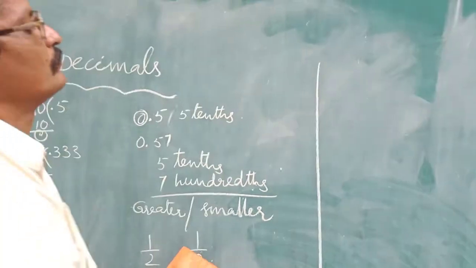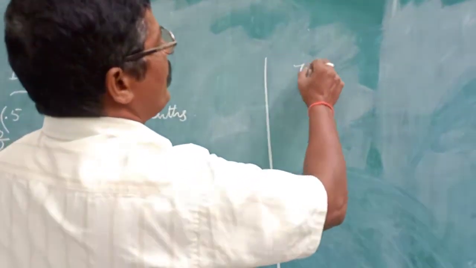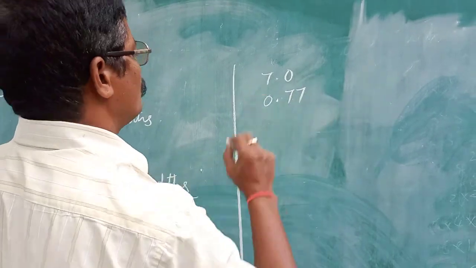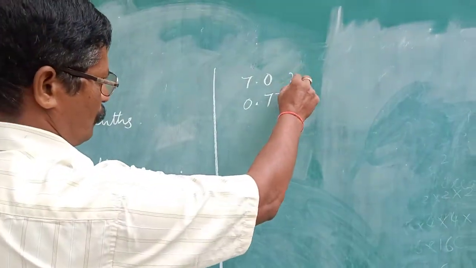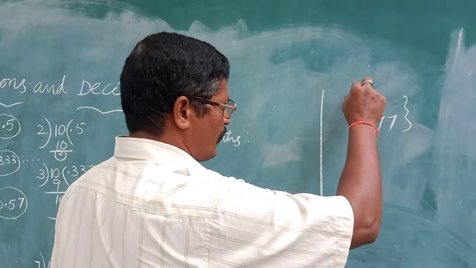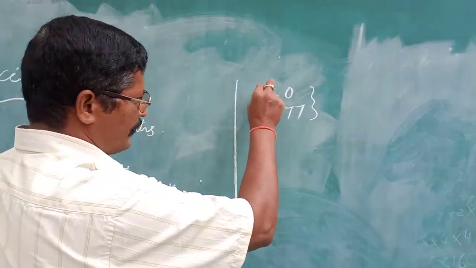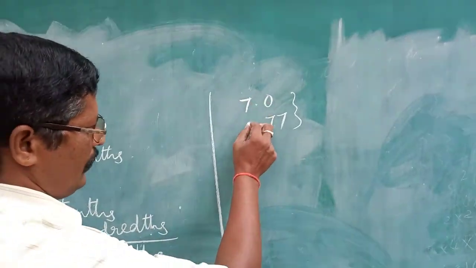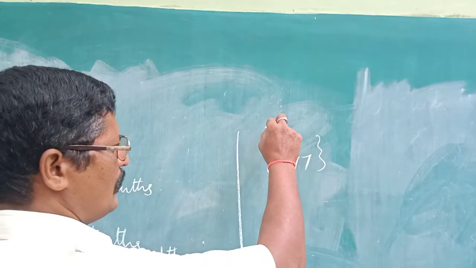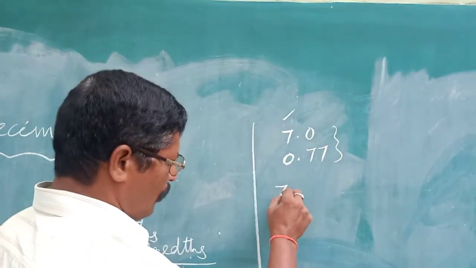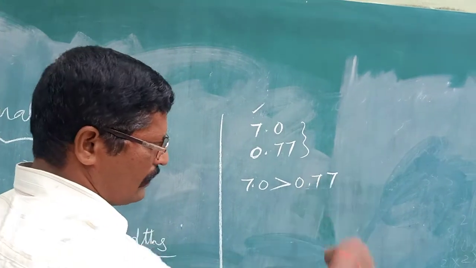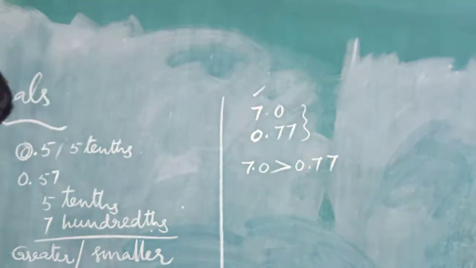One more example. Next one. 7.0 and 0.777. In these two, which is greater? Compare first of all the integral part. Here the integral part is 7. Here the integral part is 0. Which is greater? 7 is greater. So 7.0 is greater than 0.777.